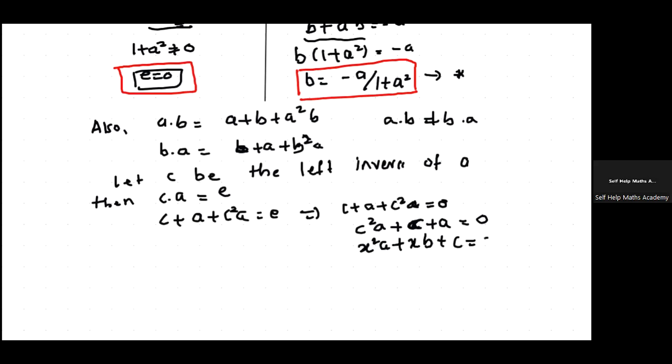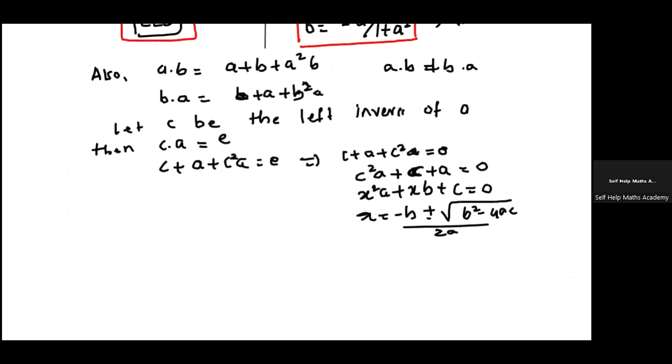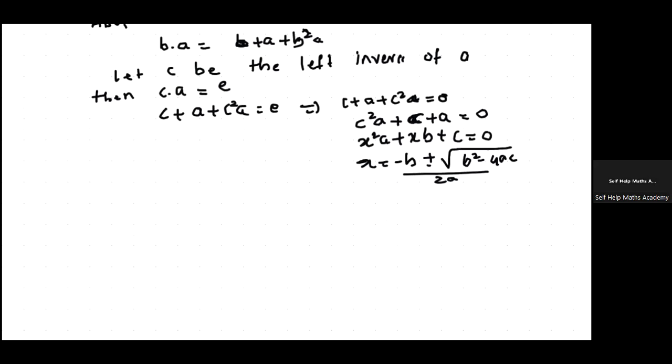then you know x will be equal to minus b plus or minus square root of b squared minus 4ac upon 2a. So I use this in order to calculate this. Here, c will be equal to minus b, that is minus 1, plus or minus square root of b squared, that is 1, minus 4ac, where a is a and c is also a, divided by 2a.